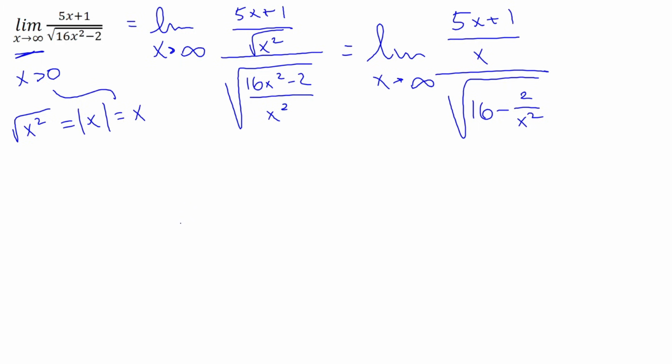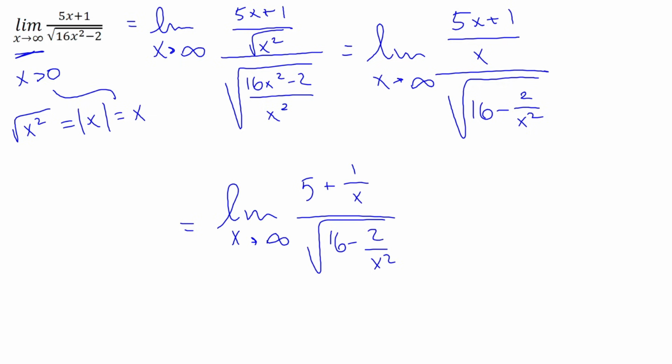Now we should do the numerator simplification first. 5x over x is 5 plus 1 over x, all over the square root of 16 minus 2 over x squared. As x goes towards infinity, both 1 over x and 2 over x squared go towards 0. So we end up with 5 over the square root of 16, or 5 over 4.